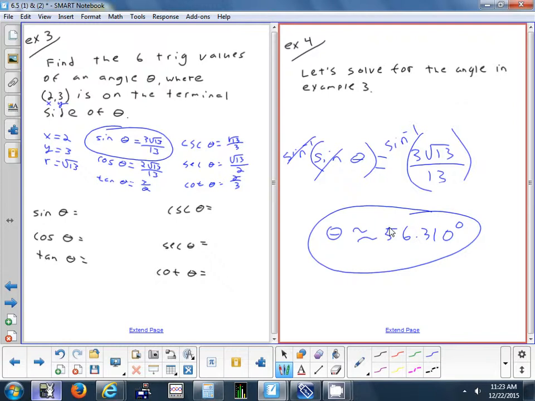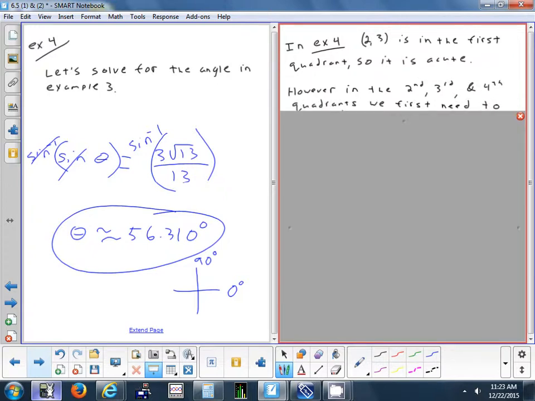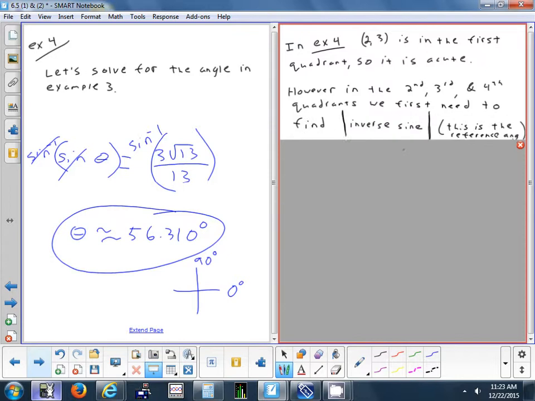Now, what we have to be careful of sometimes is the quadrant we're in. Well, based on that point, I know the quadrant I'm in. Okay. Point 2, 3 is in which quadrant? 1. And all angles in quadrant 1 have to be between what? 0 and 90. They always have to be between 0 and 90. And that's exactly what that is. Okay, so any questions on that one? So we knew it was acute. But we can do the same thing if we're in quadrants 2, 3, or 4.